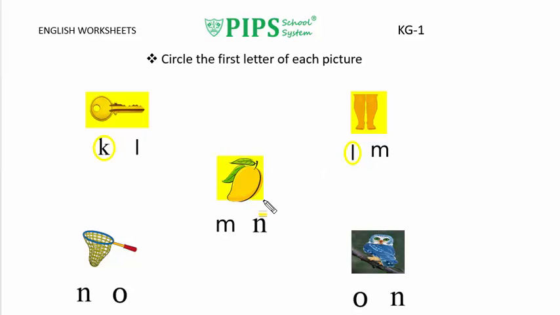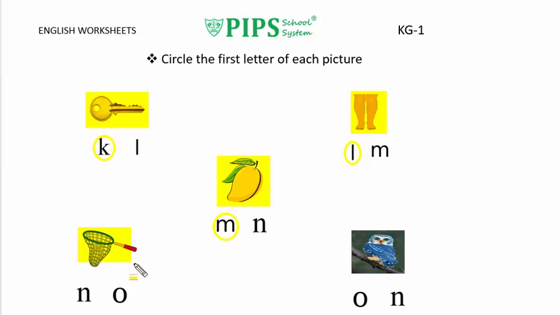This is a mango. The initial letter of mango is M. Sounds like M. M. Mango. Now we will circle the letter M.